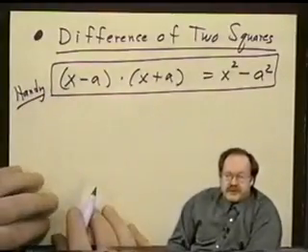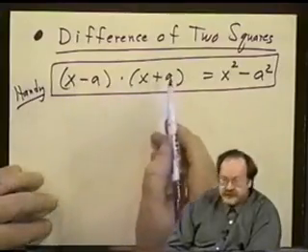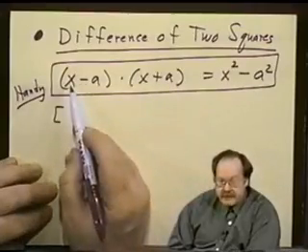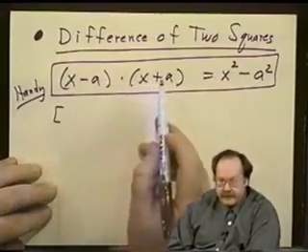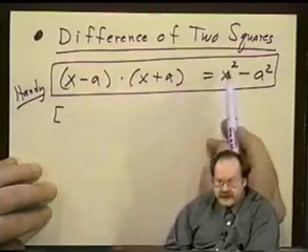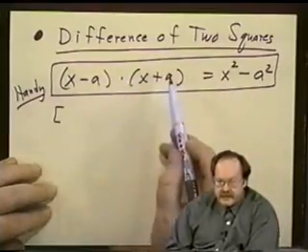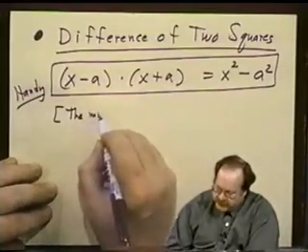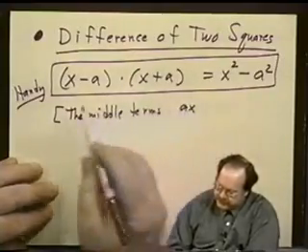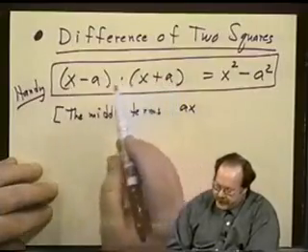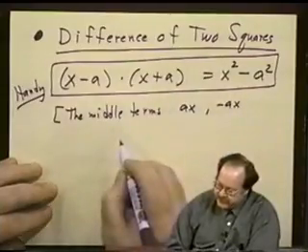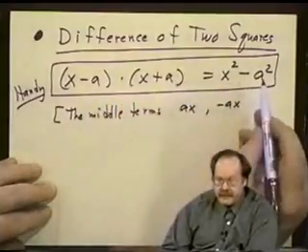Now, first of all, to see that it's true is not hard, because you can imagine the distribution going on here. In fact, when we multiply this together using the same pattern we've had before, we take x first and multiply it by both of the terms in the second binomial. So x times x is x squared. That's the x squared over here. And then x times a, well, that's going to be one of the middle terms. The middle terms, here's the first one, ax. That's the x times a I just talked about. And then minus a times both of these, minus a times x, minus ax. And then the last one will be minus a times a, and that'll be minus a squared.